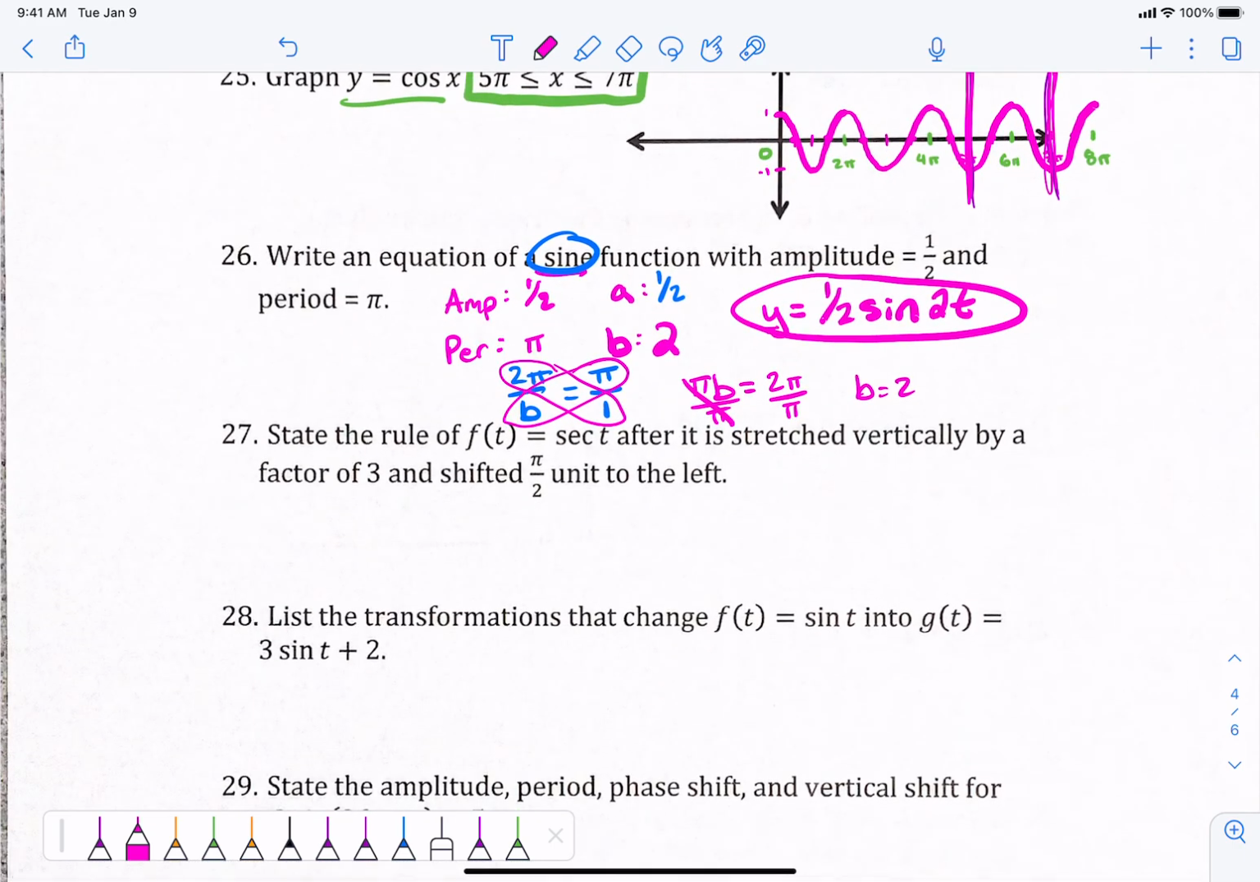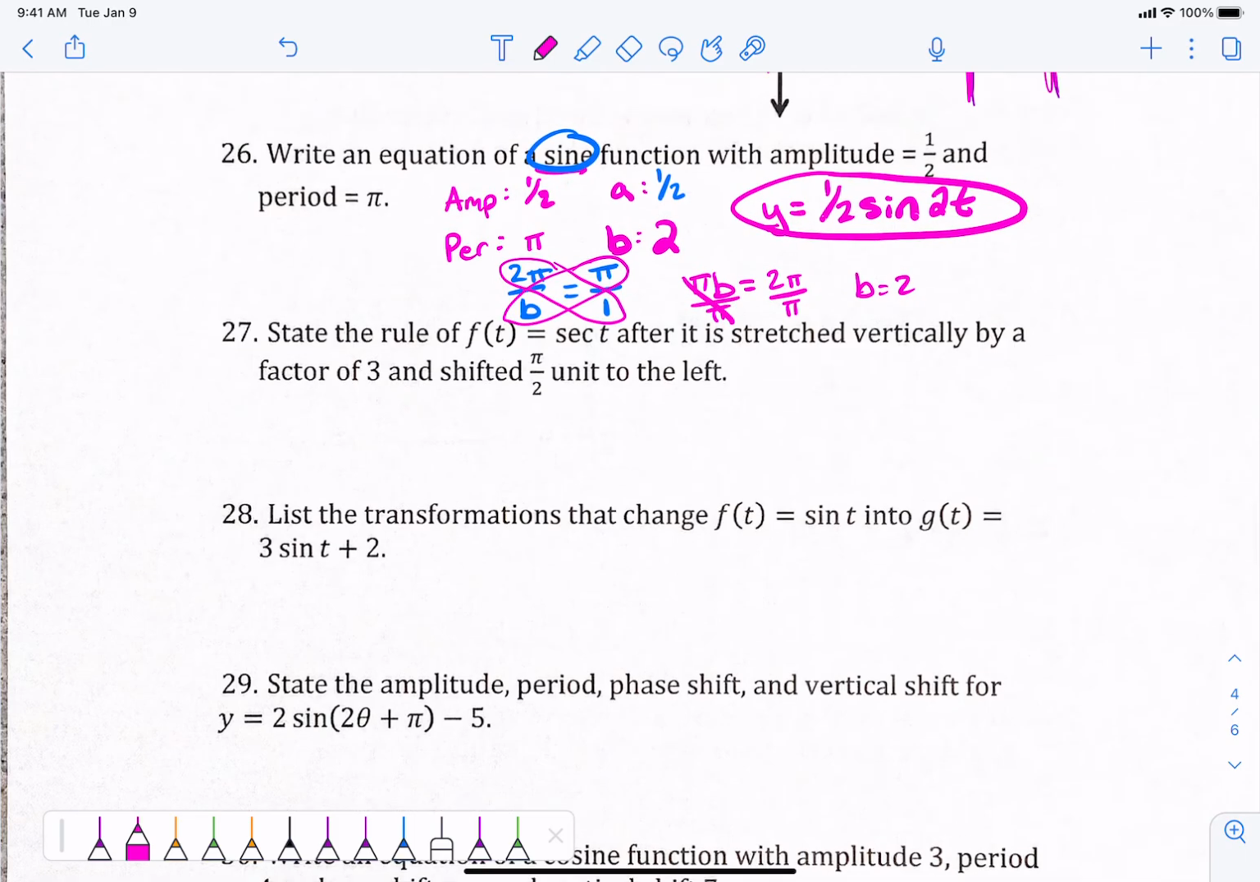One more. 27. Oh, is that all we have to go to? 27? Yeah, okay. Keep going, one more. We can keep going more.